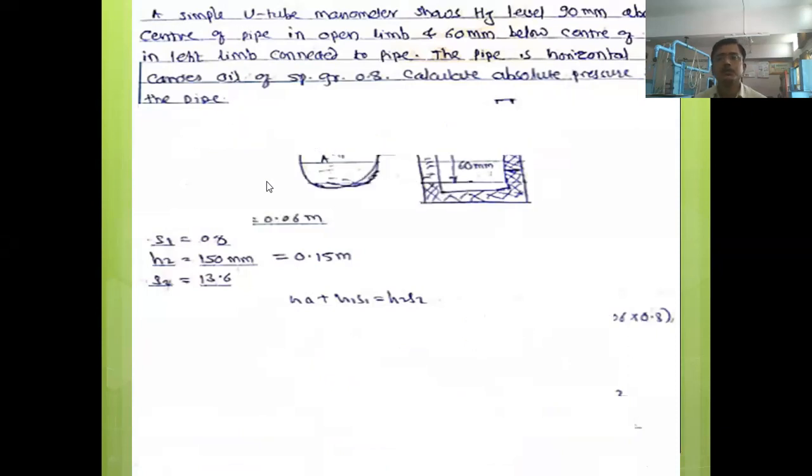A simple manometer shows a mercury level 90 mm above the center of the pipe in the open limb and 60 mm below the center of the pipe in the left limb connected to the pipe. The pipe is horizontal and carries oil of specific gravity 0.8. Calculate absolute pressure in the pipe.